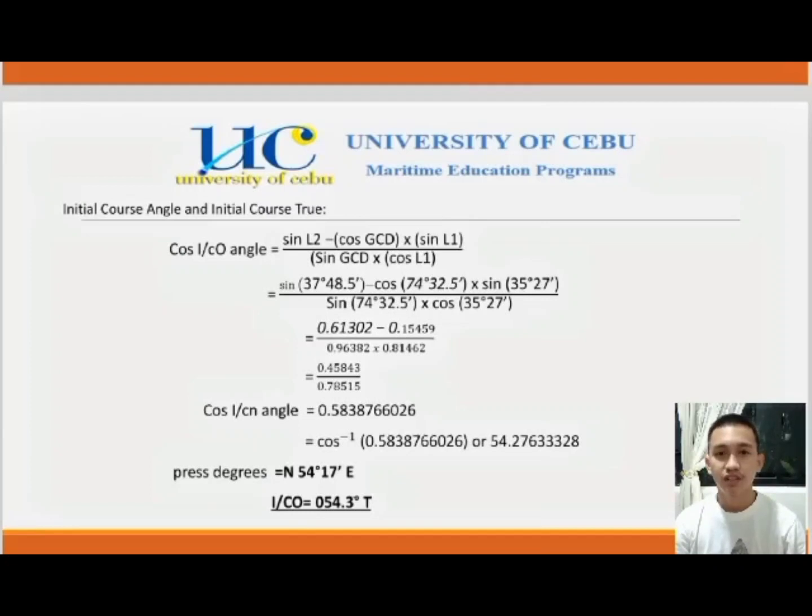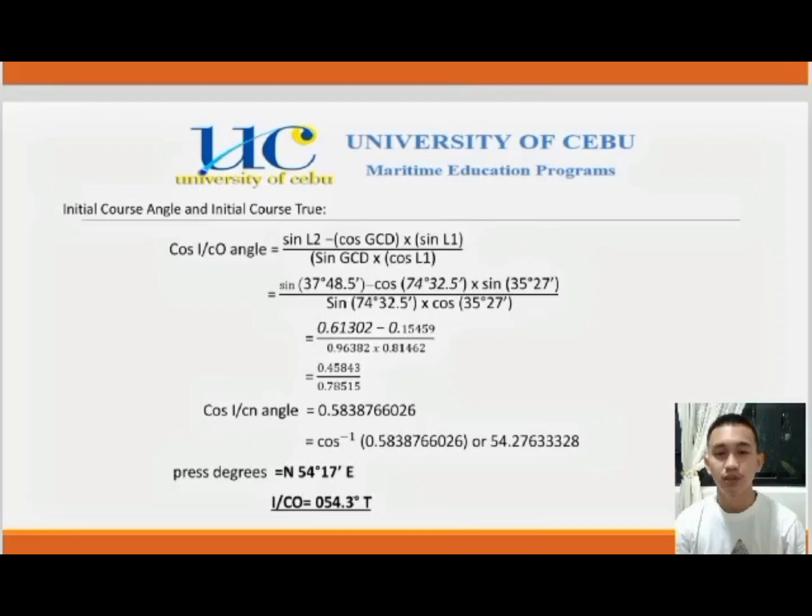So sine 37 degrees 48.5 minutes is equal to 0.61302, minus cosine 74 degrees 32.5 minutes times sine 35 degrees 27 minutes is equal to 0.15459, divided by sine 74 degrees 32.5 minutes, which is equal to 0.96382, times cosine 35 degrees 27 minutes, which is equal to 0.81462.